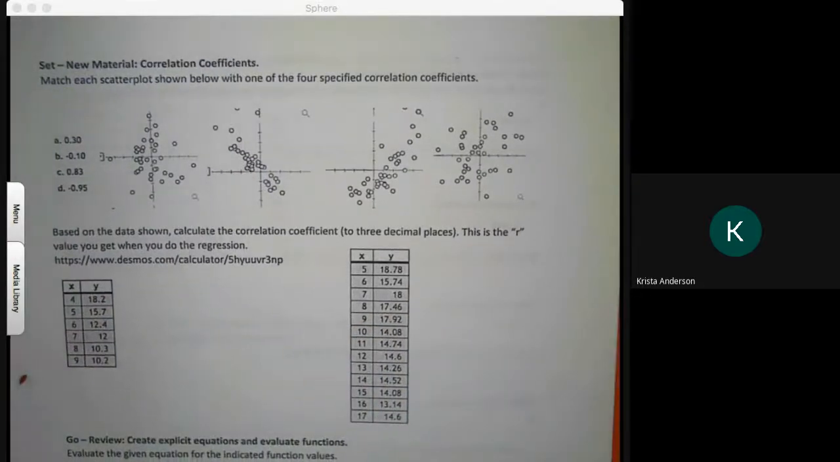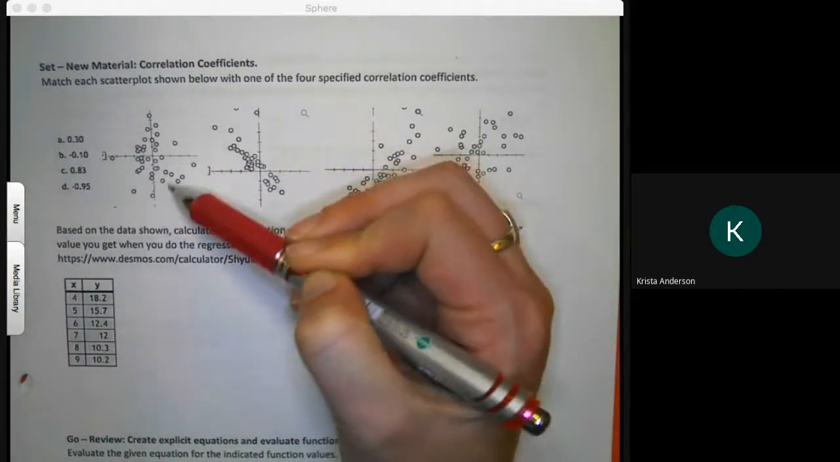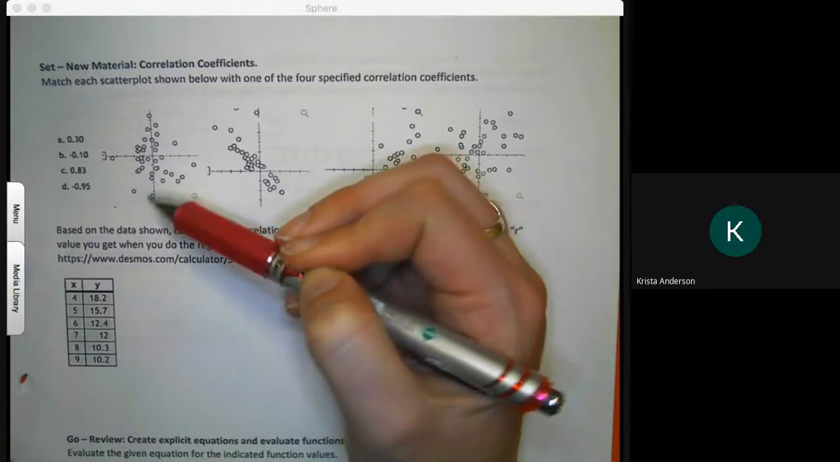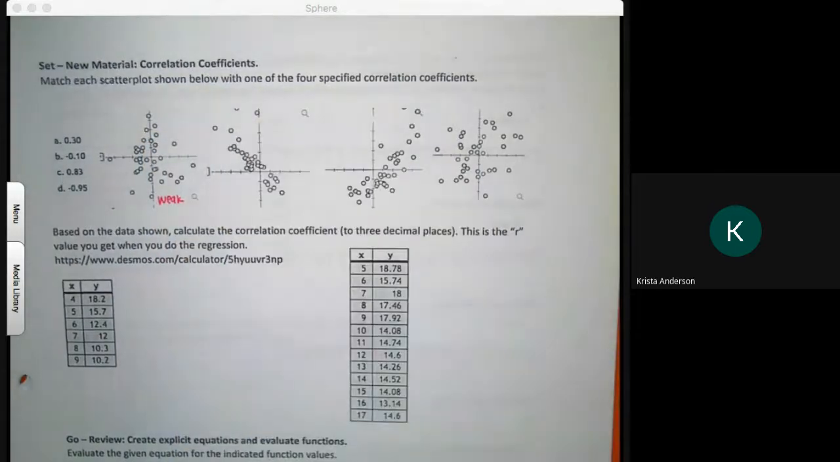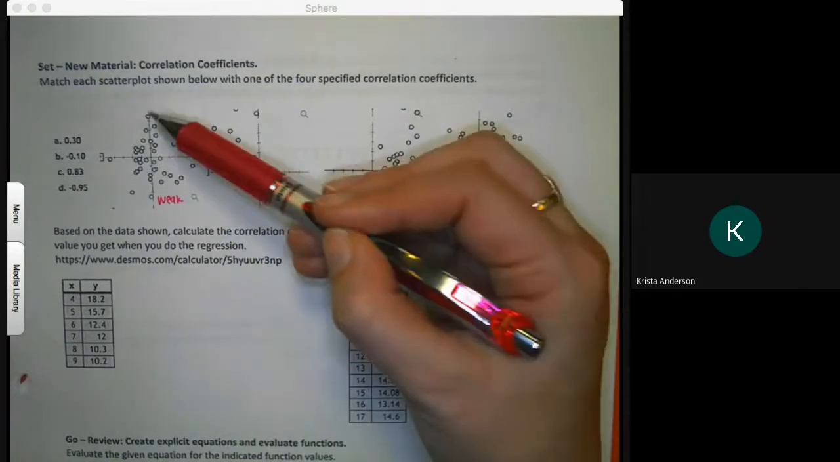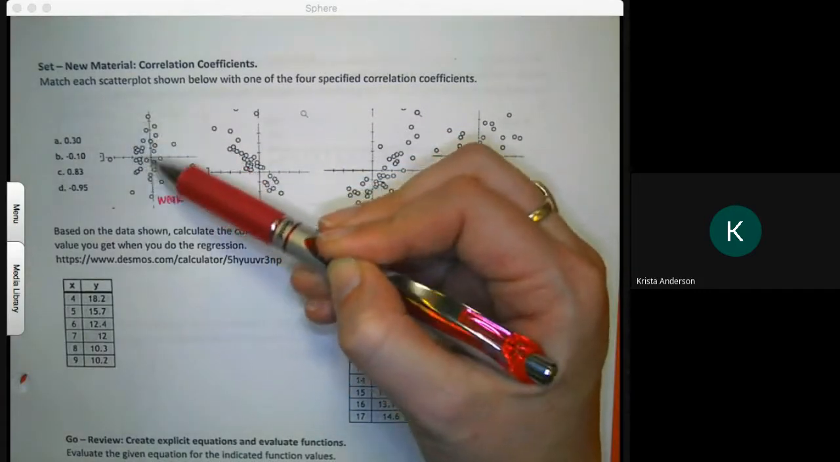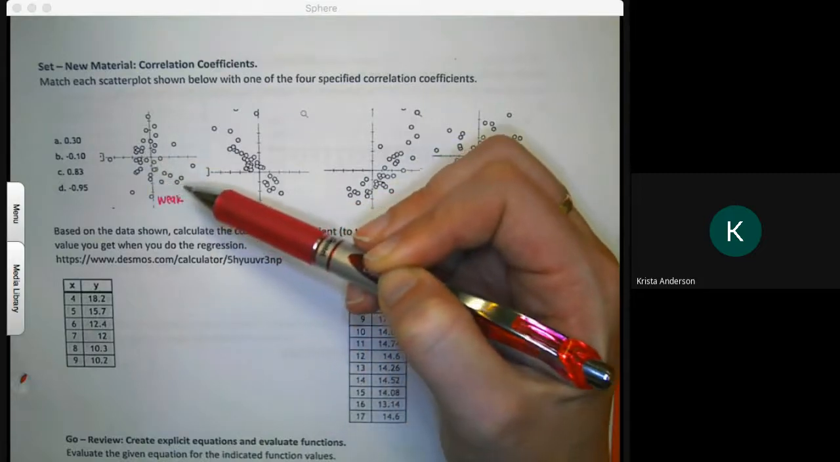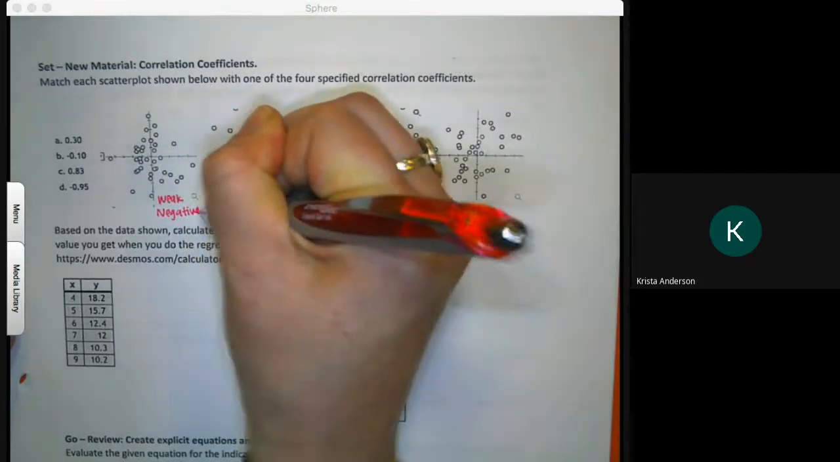So for the first one, do you see how my dots are spread out? This is a weak correlation. It's not very strong. They're spread out a lot. Are my dots going down or are they growing up? My dots, as I fill in, they're filled in at the top and then they start to work their way down the graph. This is a negative correlation.